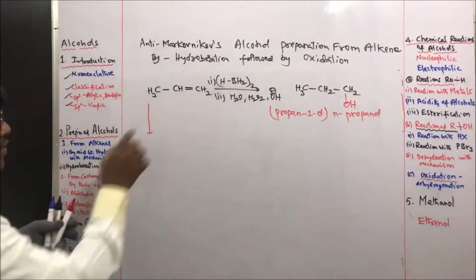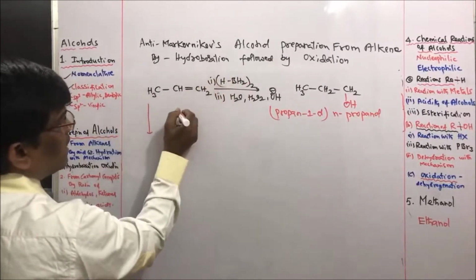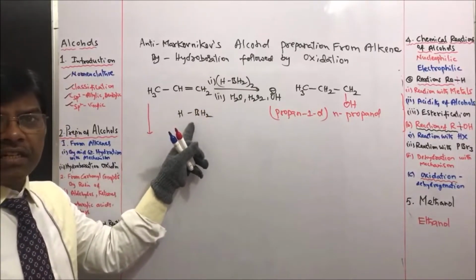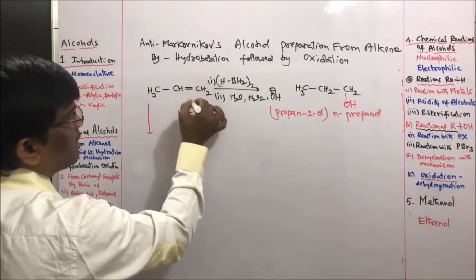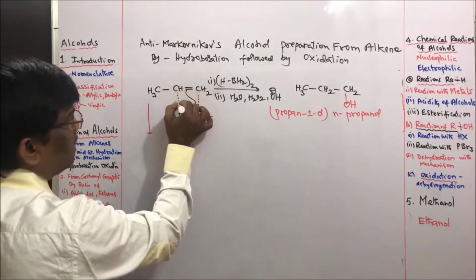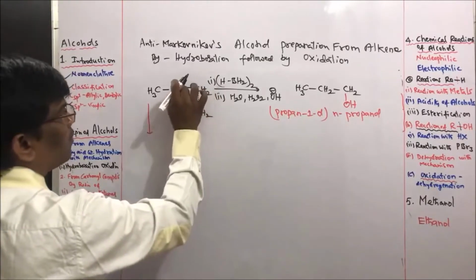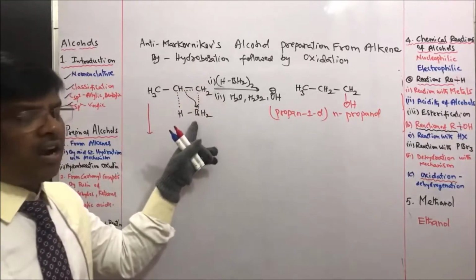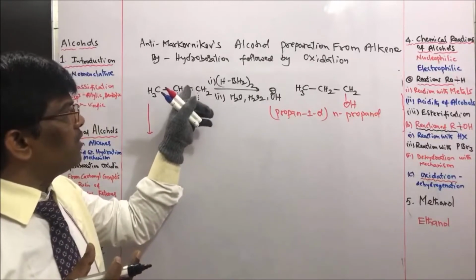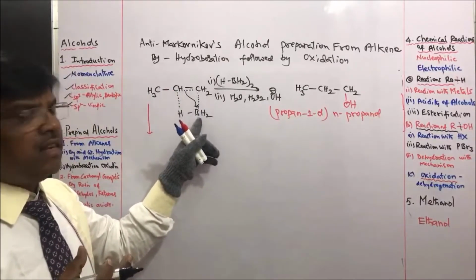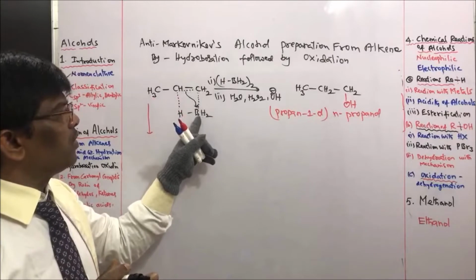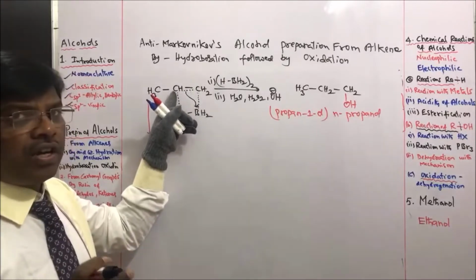So diborane adds to this double bond. In this case this is boron. Boron is an electron deficient atom, so it takes up this double bond. Yes, so it is a syn addition that is going to take place. Since boron is an electron deficient compound, it takes the electrons of this double bond. Now the intermediate, if you want to explain, the first addition compound is going to form with boron, and here you are going to get a cation.